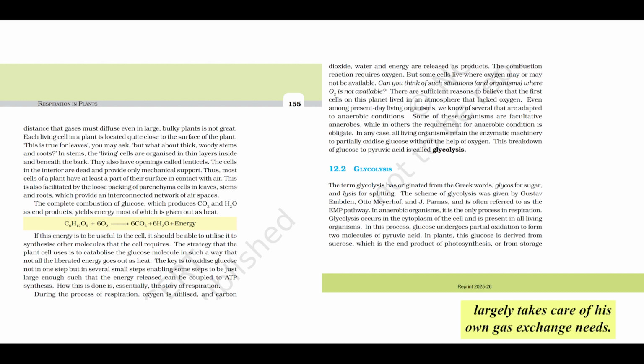First, each plant part largely takes care of its own gas exchange needs. Unlike animals, where a centralized respiratory system, like our lungs, supplies oxygen to virtually all parts of the body via the bloodstream. In plants, there's very little interpart transport of gases. This is a critical distinction.